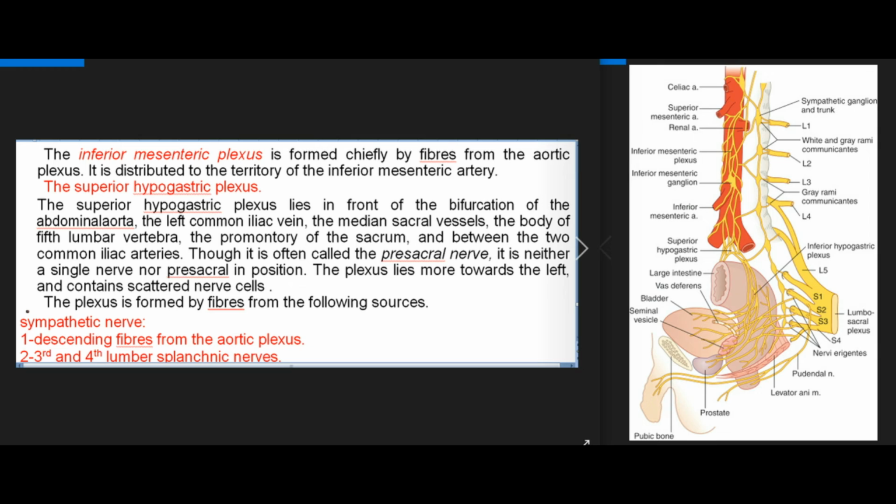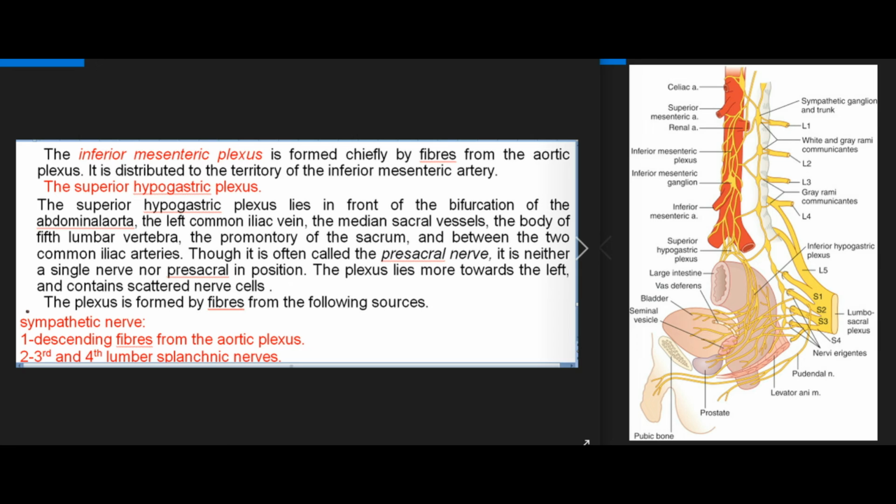The superior hypogastric plexus. The superior hypogastric plexus lies in front of the bifurcation of the abdominal aorta, the left common iliac vein, the median sacral vessels, the body of the fifth lumbar vertebra, the promontory of the sacrum, and between the 2 common iliac arteries. Though it is often called the presacral nerve, it is neither a single nerve nor presacral in position. The plexus lies more towards the left, and contains scattered nerve cells.